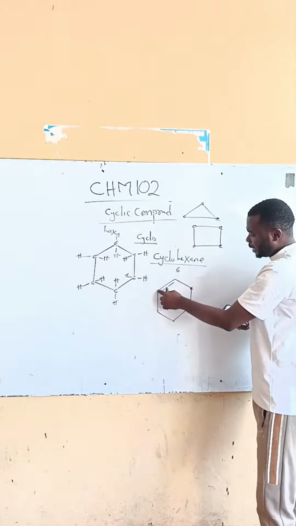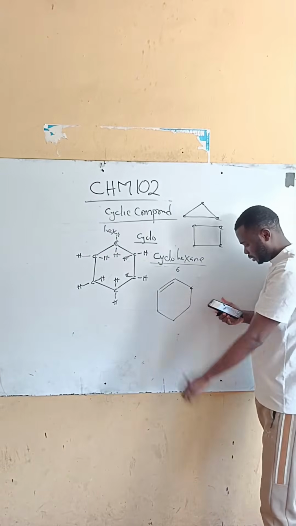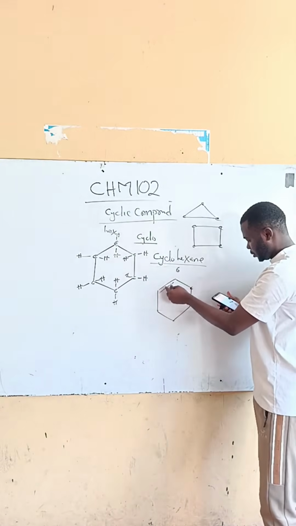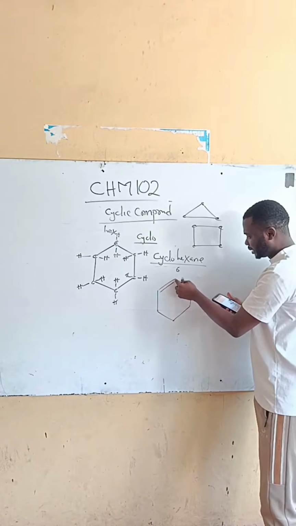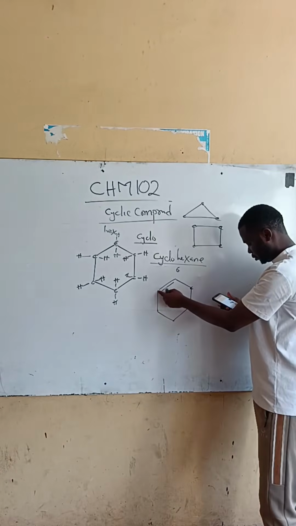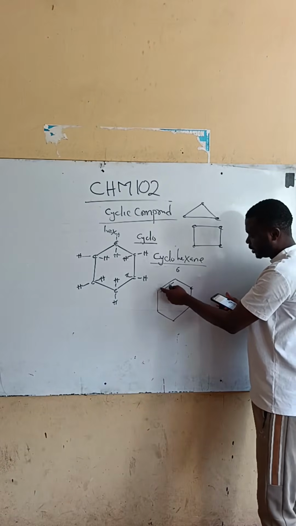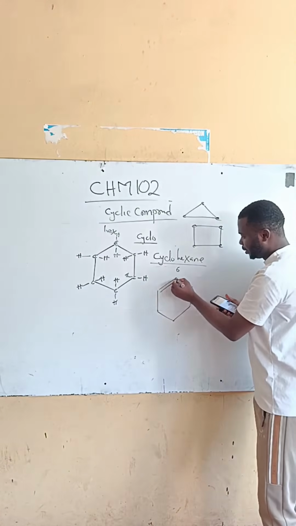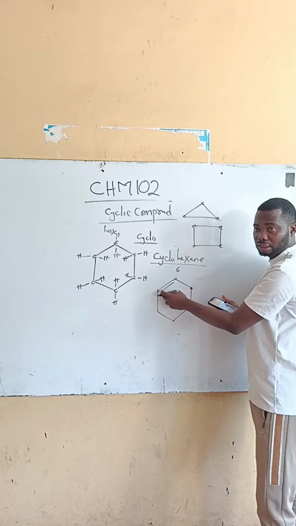Now who can tell me how many hydrogens will be on these two carbons here? How many hydrogens will be here? Who can tell me? How many hydrogens will be on this carbon? I'm waiting for a response. How many hydrogens will be on this carbon and how many on this carbon? There's a carbon here, there's a carbon here. How many hydrogens will be here?